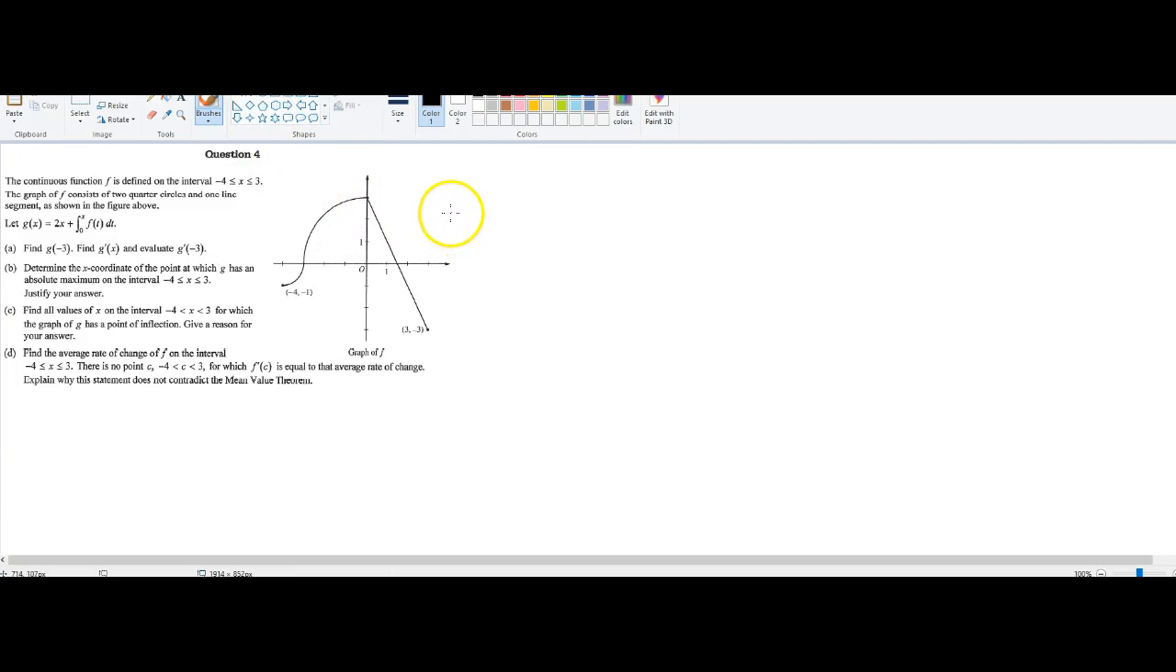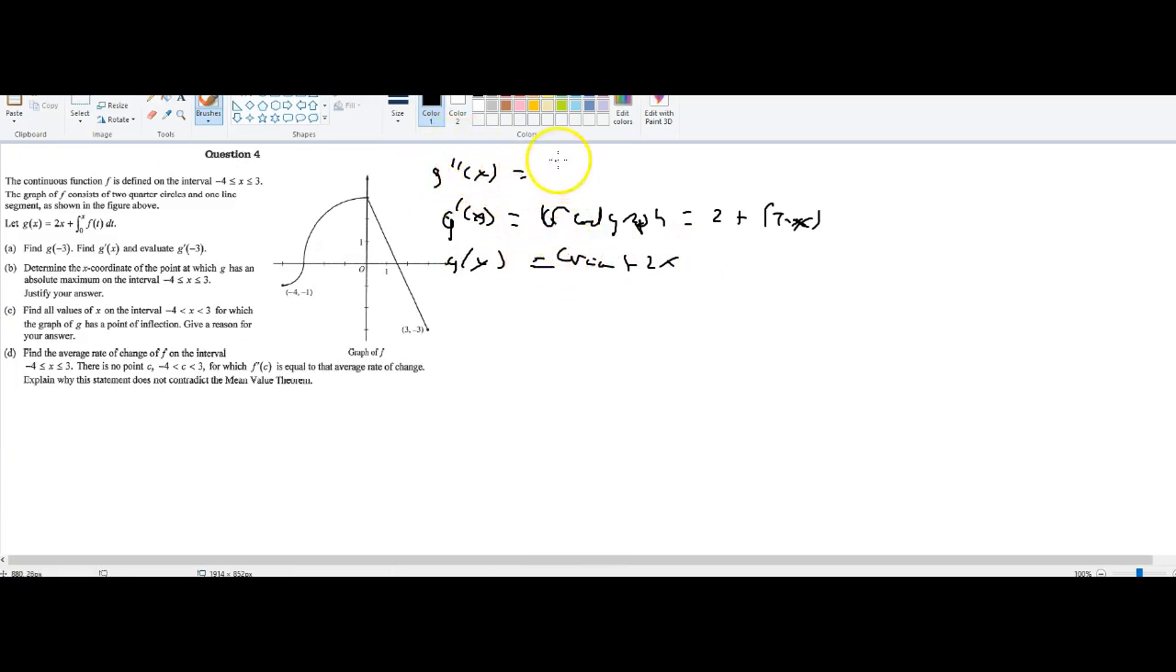Okay, so first of all, let me back up. g prime of x is what you're looking at. Read graph: 2 plus f of x, right? So that's how we found the derivative. g of x is area plus 2x, right? And g double prime of x is going to be slope. If I take the derivative of that, the 2 goes away.